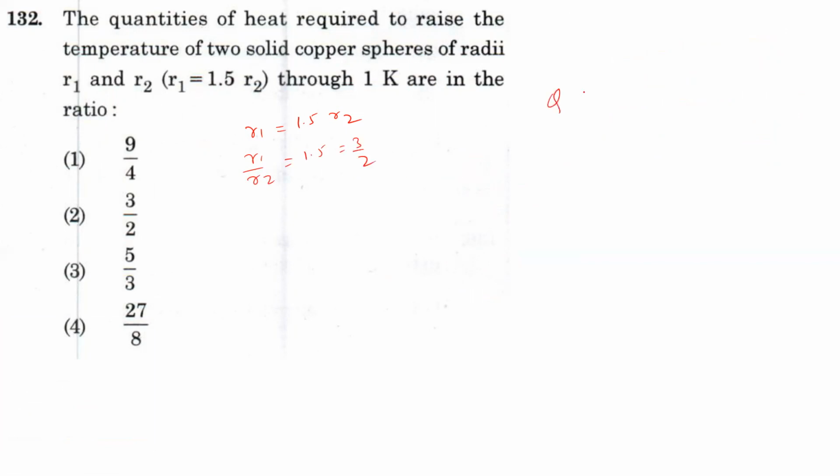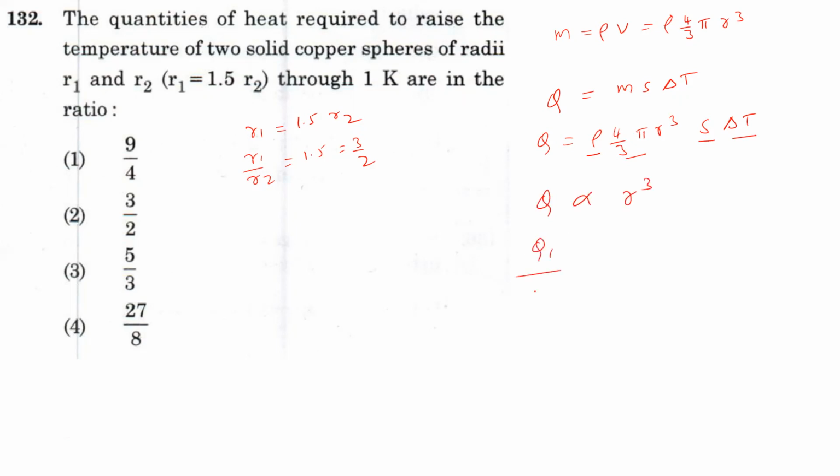Now the quantity of heat required is equal to mass into specific heat capacity into delta T. Here the mass formula: mass is equal to density into volume. The volume formula is 4 by 3 pi r cube. So the heat energy required is density into 4 by 3 pi r cube, into specific heat capacity and delta T. Here density is the same, 4 by 3 pi is constant, specific heat capacity is the same, and change in temperature is also equal. So the heat energy required is directly proportional to the cube of the radius.